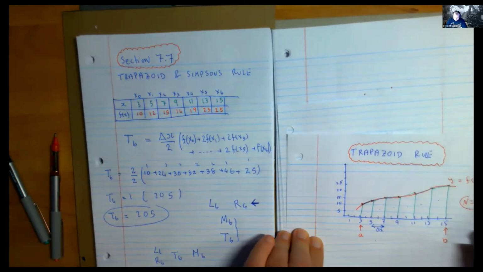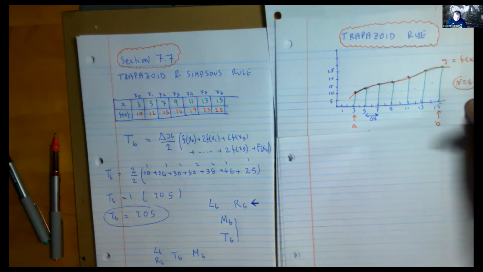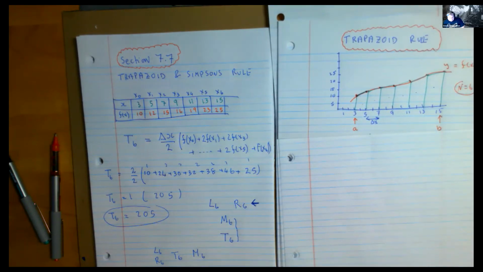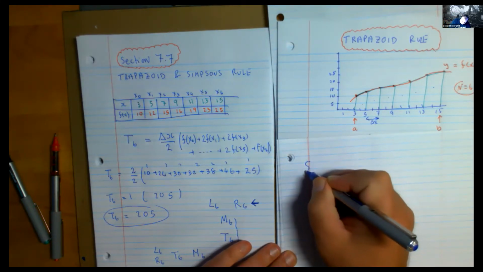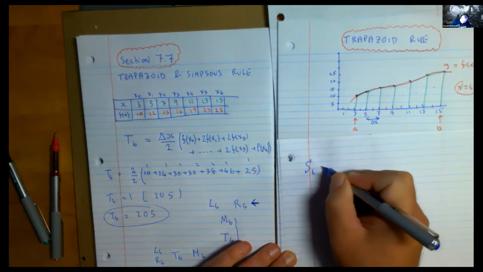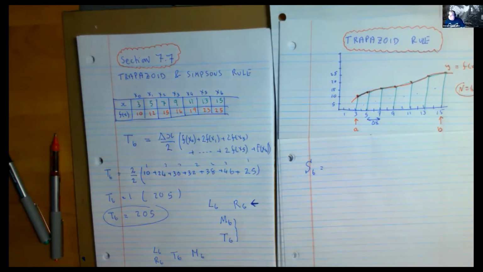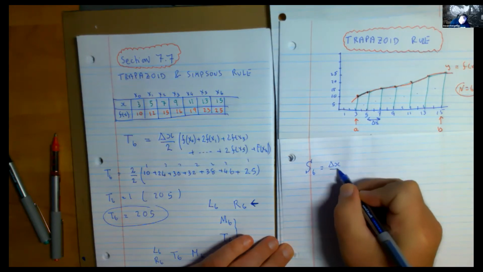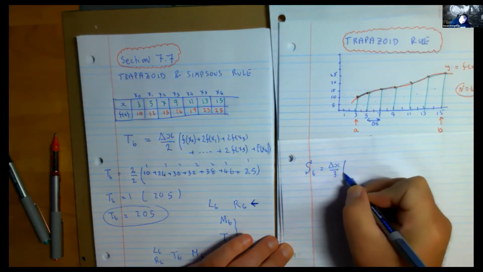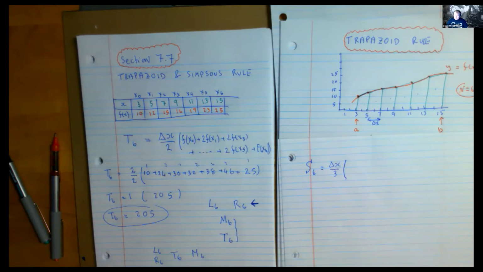So what am I going to do next? Well, I'm just going to show you the last guy. What does a Simpson's rule look like? Well, we're going to call it S6. That's not a surprise. S for Simpson. It's delta x over 3. And now the formula gets a little bit messy.